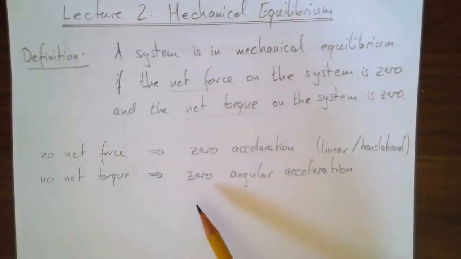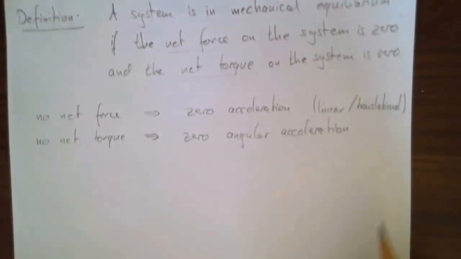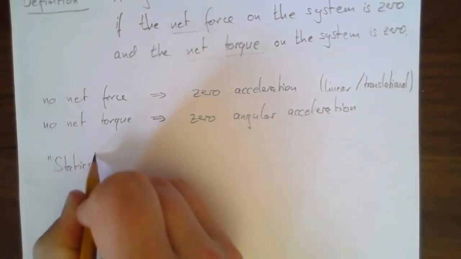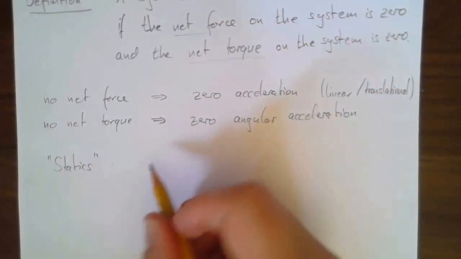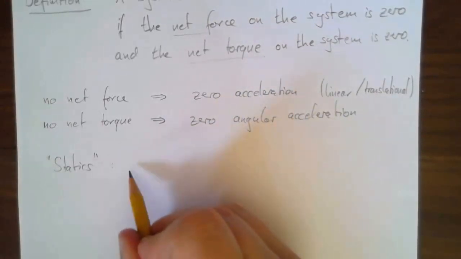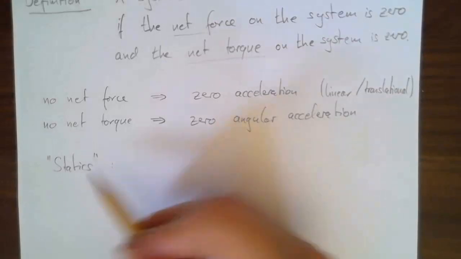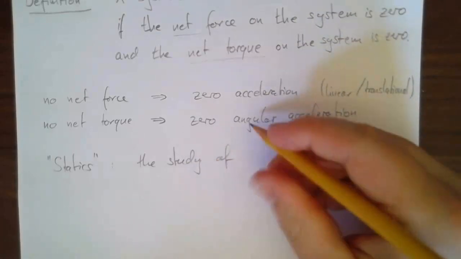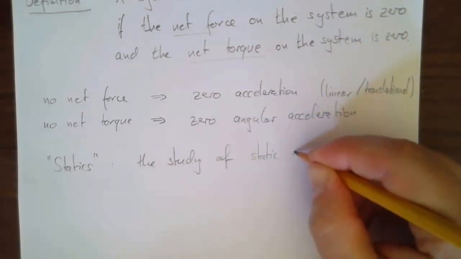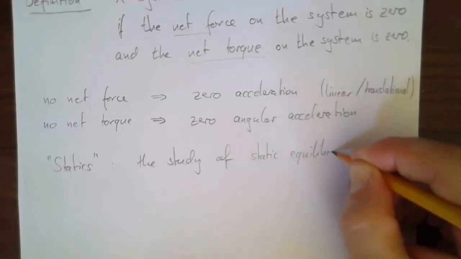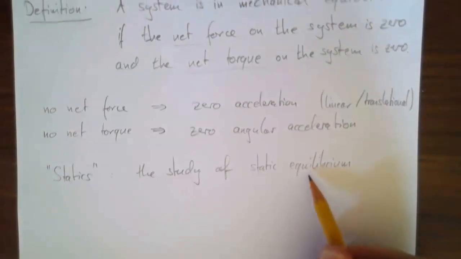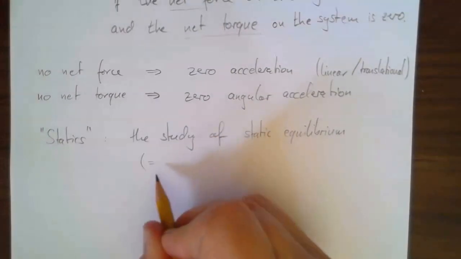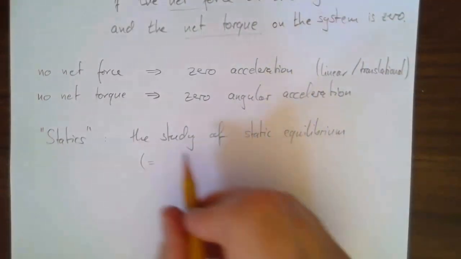Either way, if it's neither one of those, we might call the study of those kinds of systems statics. Make a little note here. Statics means the study of static equilibrium. And static equilibrium is like mechanical equilibrium, except that both the velocity and the rate of rotation are also 0.